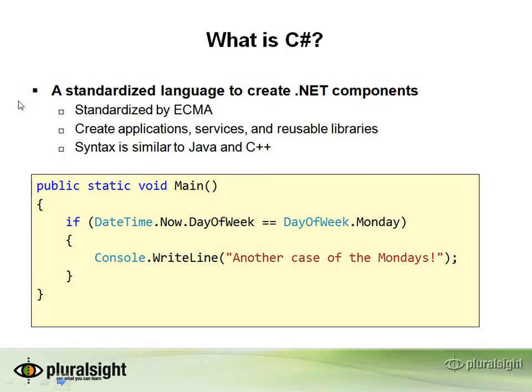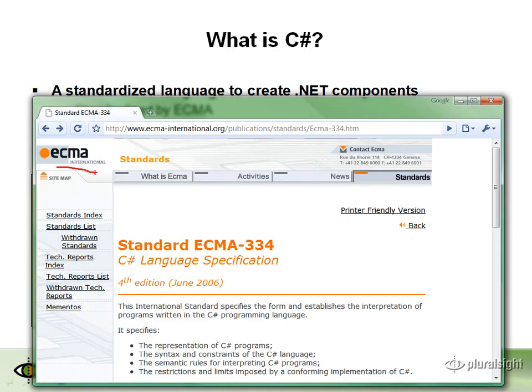Let's turn our attention to the C# language. C# is a standardized language for creating .NET components and applications. It's a standardized language because Microsoft took the specifications on the syntax of this language and the semantic rules for interpreting it and registered them with ECMA International. ECMA is an internationally recognized standards organization.